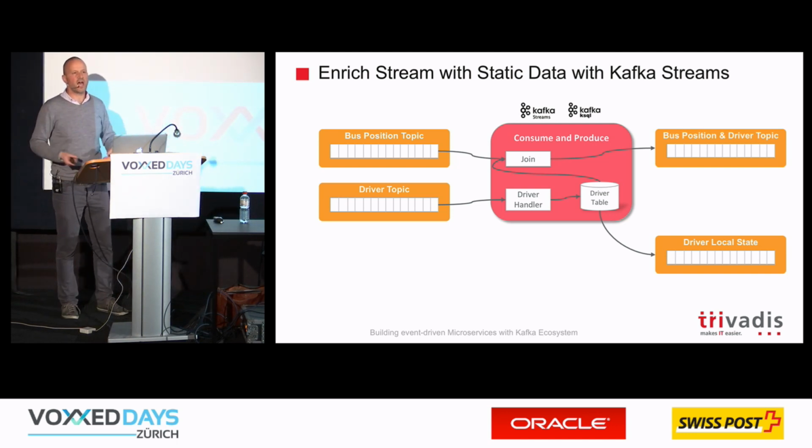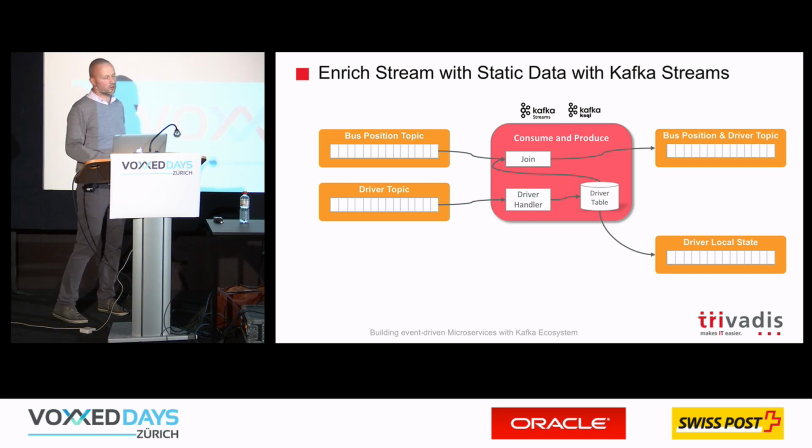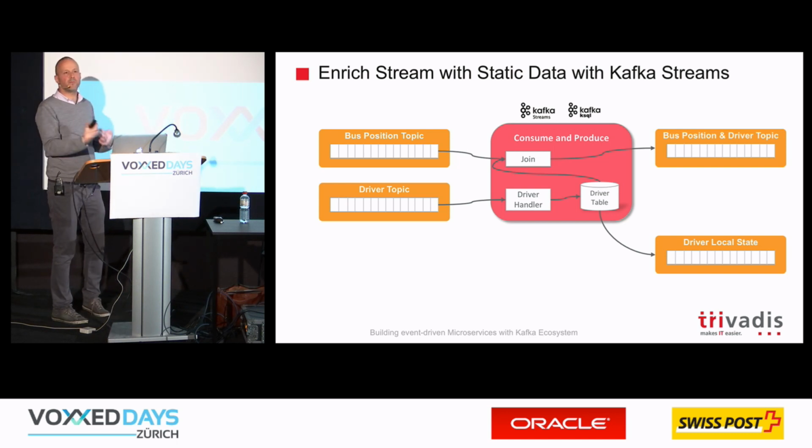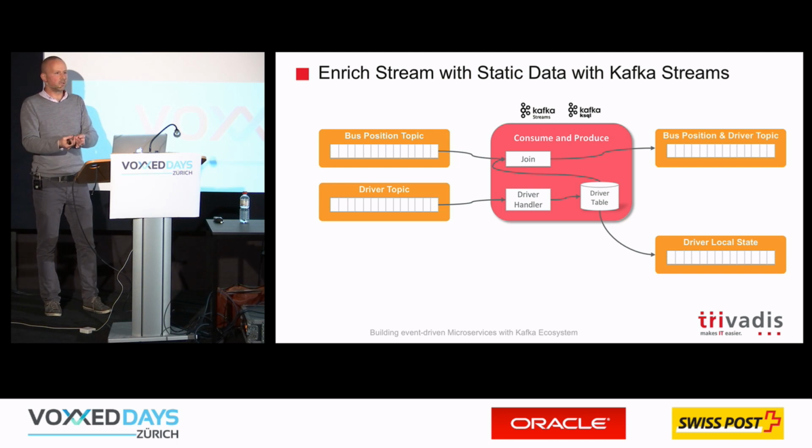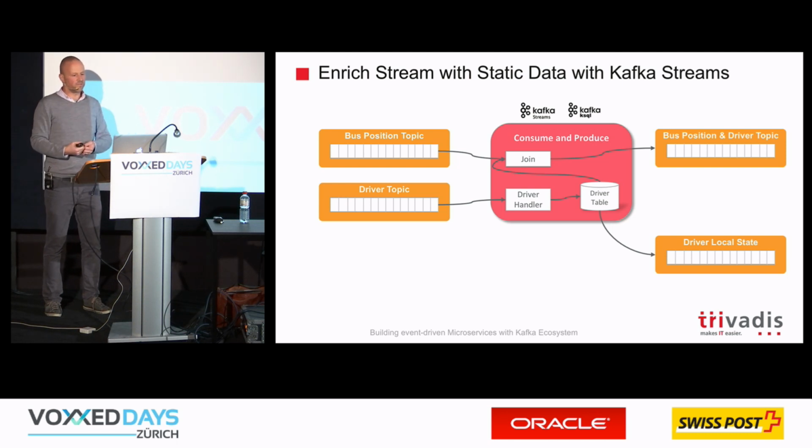And this is basically what you have in stream processing. You can join tables, state, and streams. And you create a new topic. So you create new information in another topic, which is now the enriched event containing drivers and bus positions.